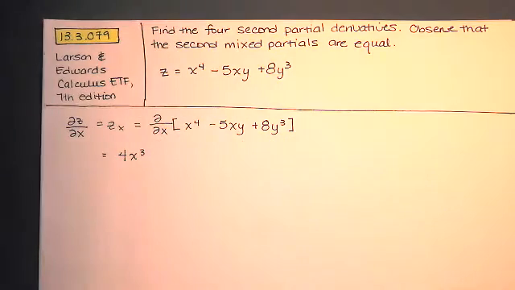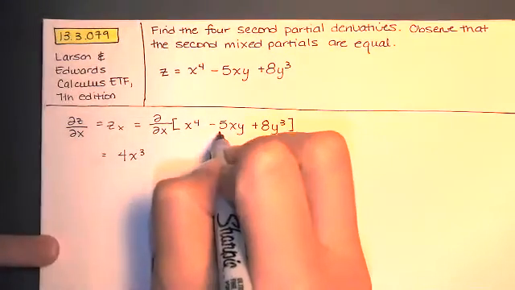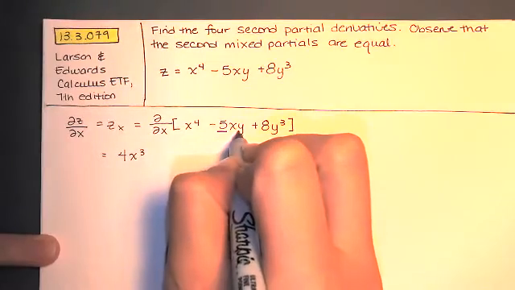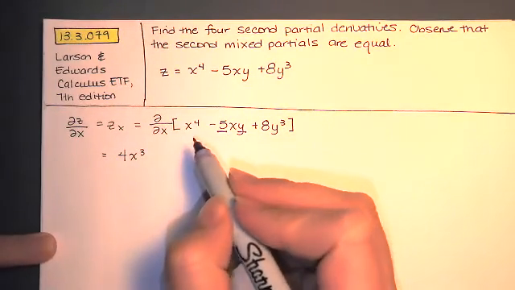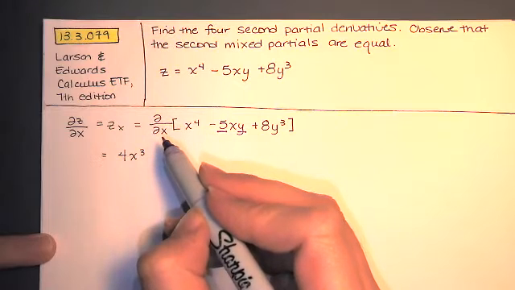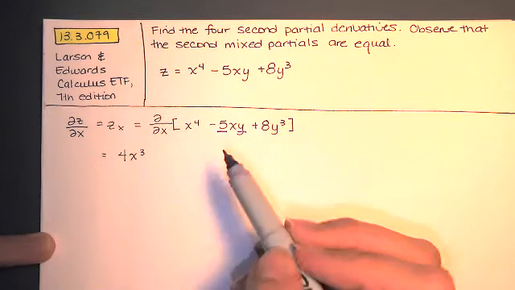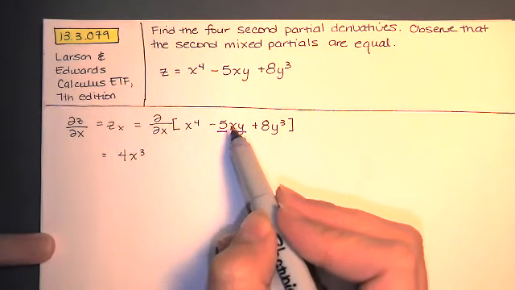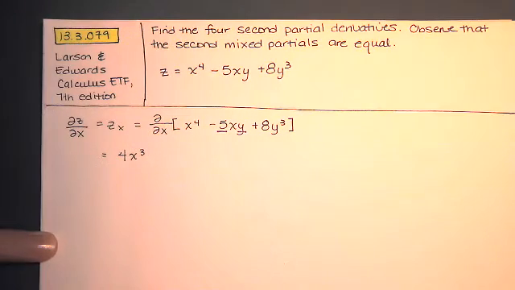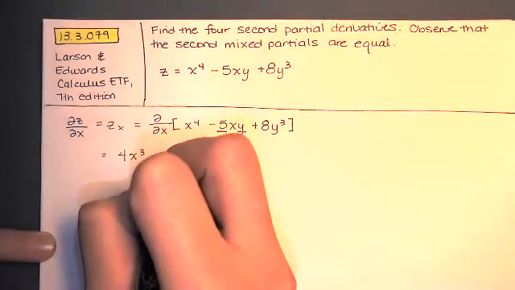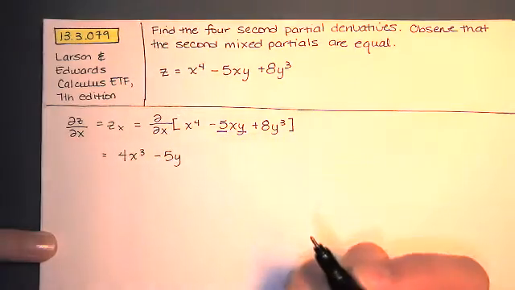Now over here, we want to be careful. We're treating y as a constant. So I've got this -5 and this y here, and I want to think of both of those as constants. So I'm taking the partial derivative with respect to x of this expression, but I want to think of it as a constant times x. The derivative of a constant times x is just the constant, and the constant in this case is -5y.